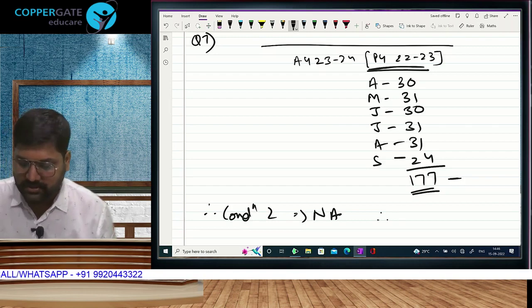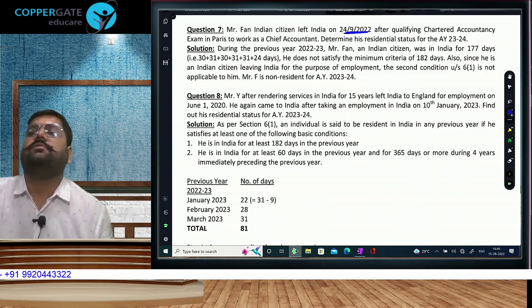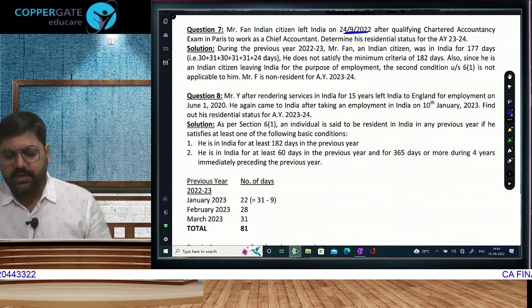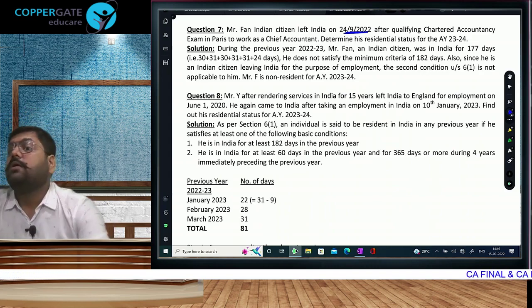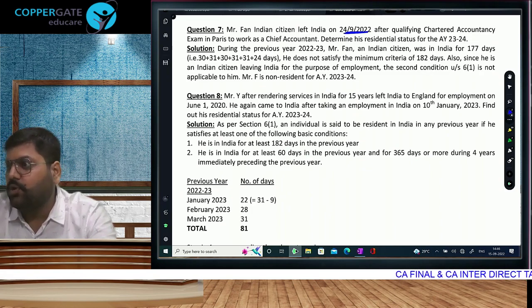182 has not taken place. Therefore, the assessee becomes a non-resident. This is on an assumption that his income has not exceeded 15 lakh rupees. And the question has not given anything. So when the question is silent about that figure, you can't assume that, sir, then it will be more than 15 lakh. Newly qualified chartered accountant will get more than 15 lakh.